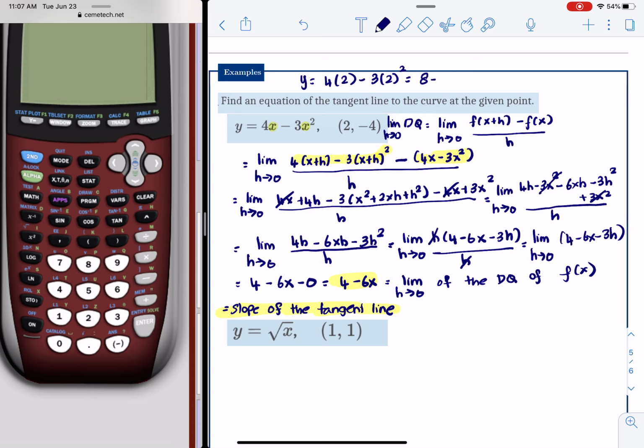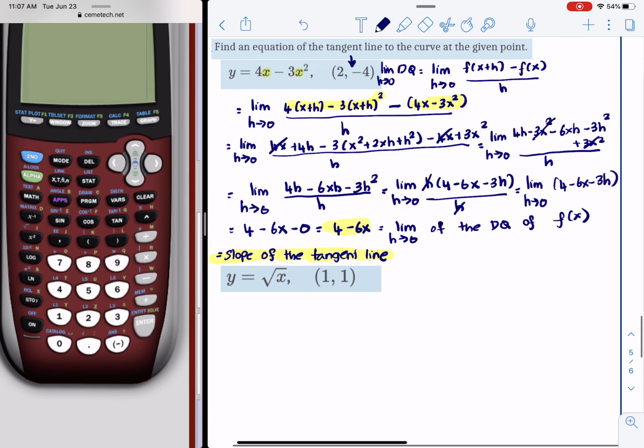We have 8 minus 12, which is negative 4. So this point is simply the point where we're trying to find the equation of the tangent line. So I have an x coordinate there, which is x. So plug in x is equal to 2 in the slope of the tangent line that we derived. So m would simply be equal to 4 minus 6 times 2, which is 4 minus 12.